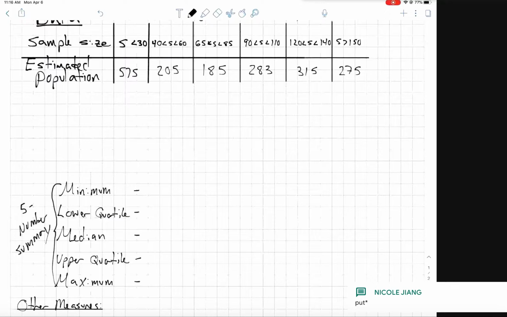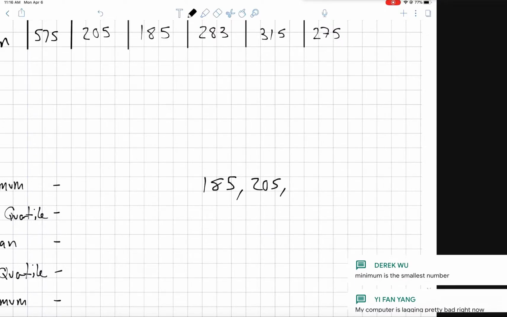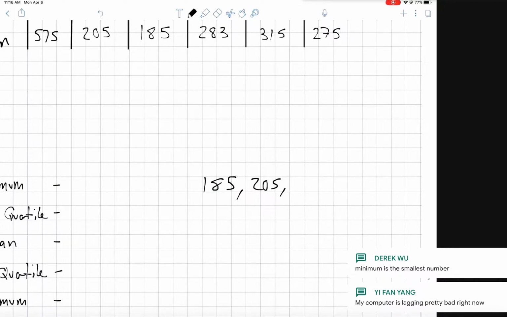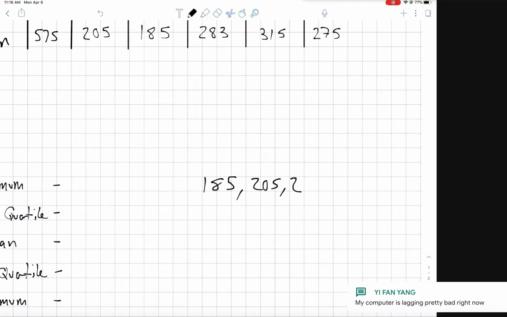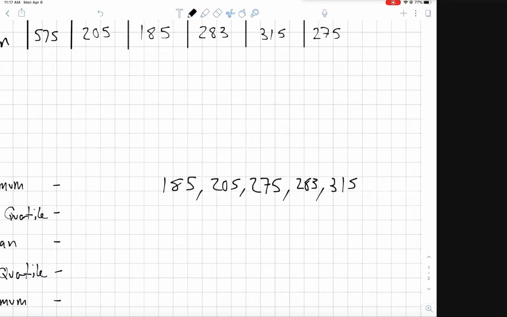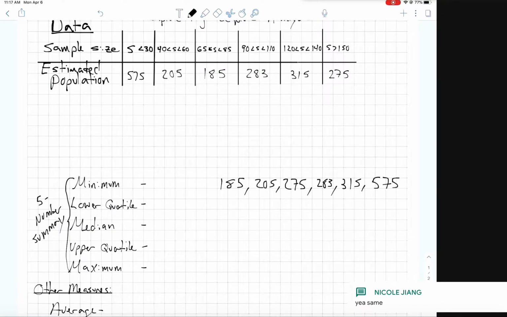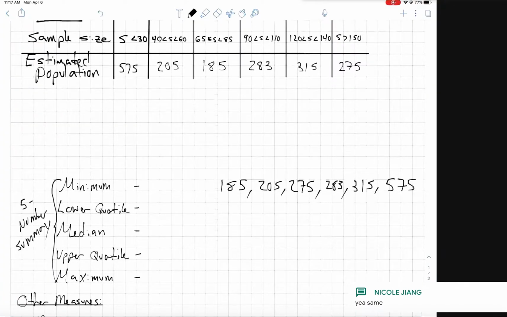We have 185, 205, 275. Sorry about your computer lagging. 283, 315. I think everyone's is lagging. Mine is lagging a little bit too. That's okay. 575. Great. I've put the numbers in order. So what should we be doing next?